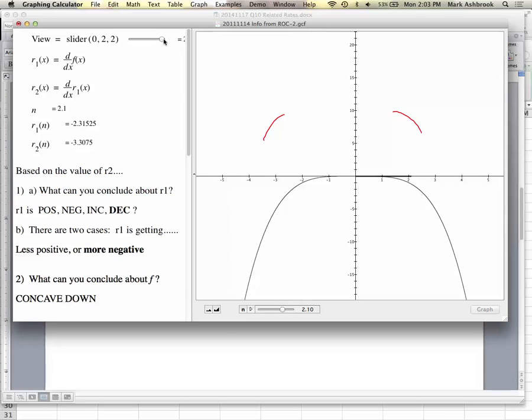Here's the graph. Does it agree with all our conclusions? Okay.